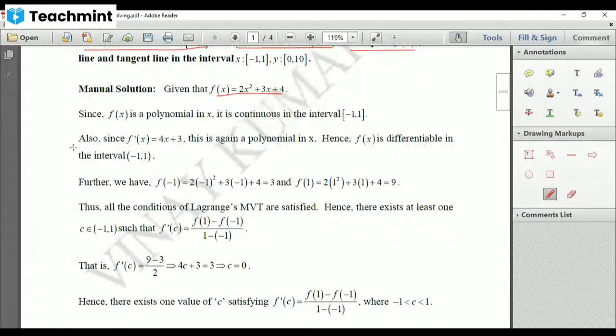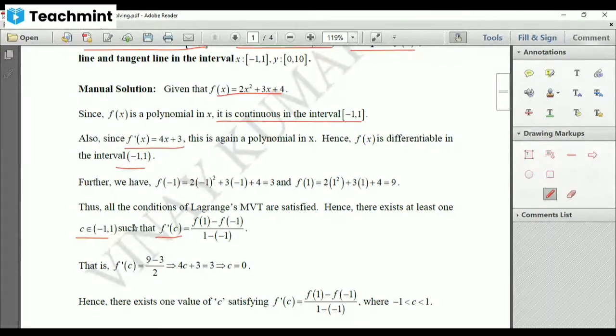Now, since both the conditions of Lagrange's mean value theorem, that is, it is continuous in the closed interval and differentiable in the open interval minus 1 comma 1, are satisfied, we know that by that theorem there exists at least one c in between minus 1 and 1, such that f dash of c equal to f of 1 minus f of minus 1 divided by 1 minus of minus 1. So here your a is minus 1, b is 1. If you substitute that, you'll get this. But what is your f dash of c? We know that f dash of x is this.